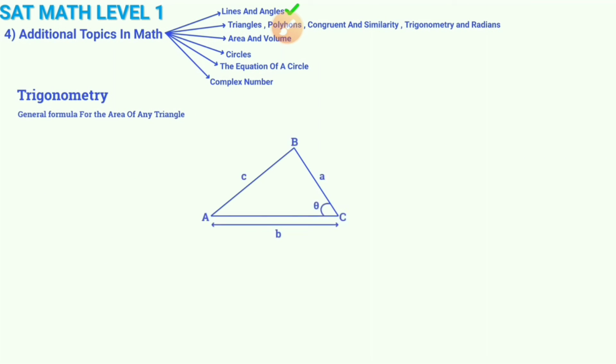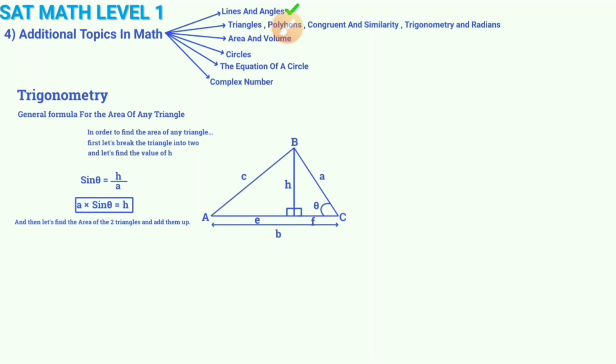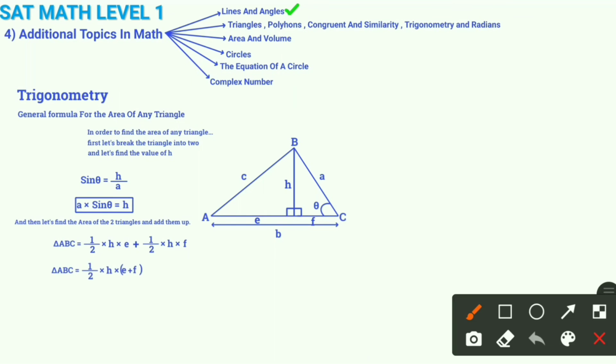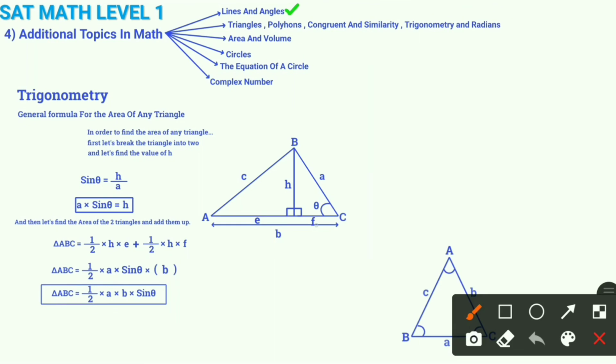General formula for the area of any triangle. Remember, see this carefully. In order to find the area of any triangle, let's break the triangle into two, and let's find the value of h. Okay, we have found the value of it. And then let's find the area of the two triangles and add them up. And so this is the formula. It says that if we multiply a, b and sine theta, then we can find the area of this triangle.